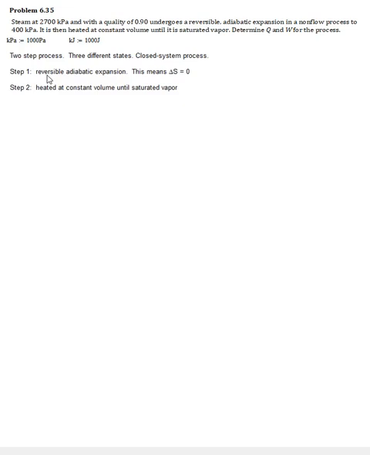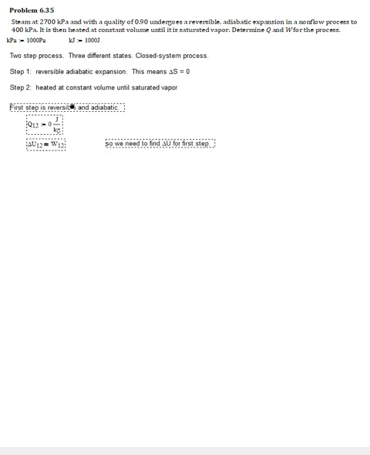The second step is we are heating at constant volume until we have saturated vapor. So if you notice, in our first state, we have a mixture of liquid and vapor. 90% of it is vapor. We then do the first step, and then we do the second step until we have just saturated vapor. So let's look at the first step.